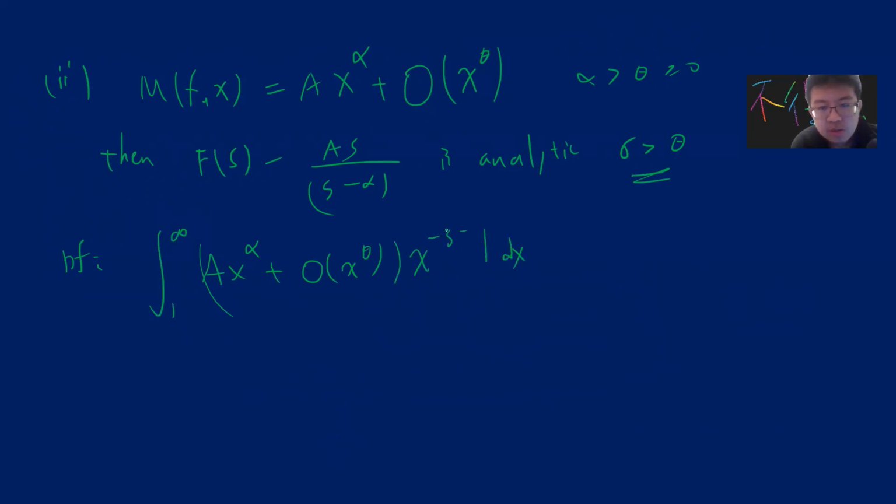Now let's replace this by x^(-sigma-1), and take the absolute value. So this is the integral from 1 to infinity of a x^(alpha-sigma-1) dx, plus something.